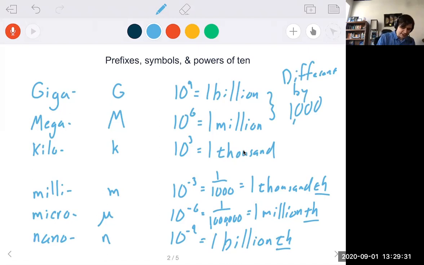And now we can add the oddball that we use because it's just a useful one. Centi, which is a lowercase c, and this one is 10 to the minus 2. One hundredth.